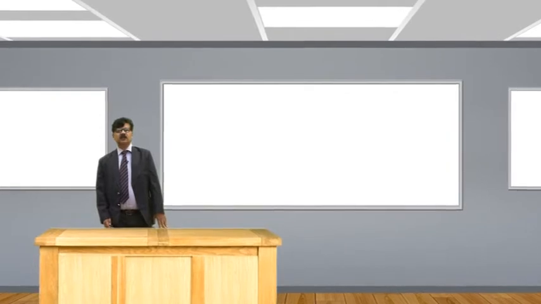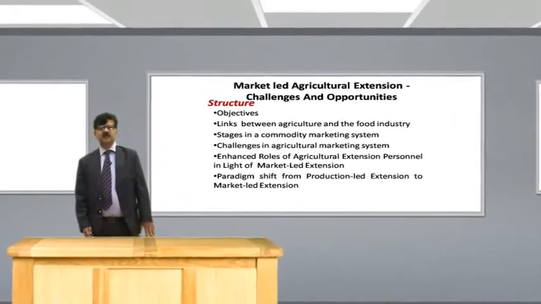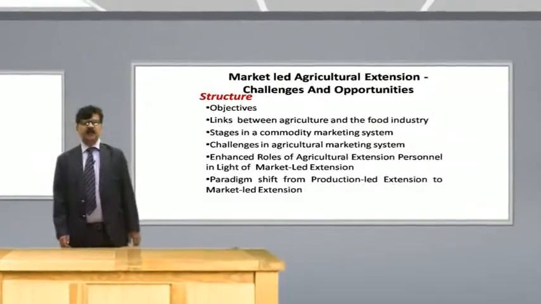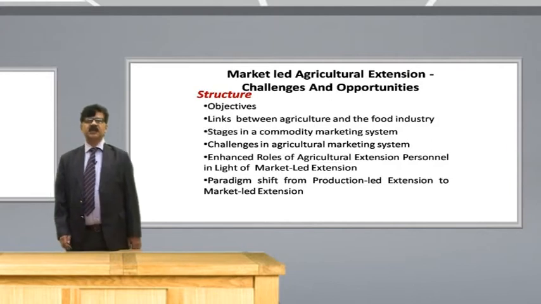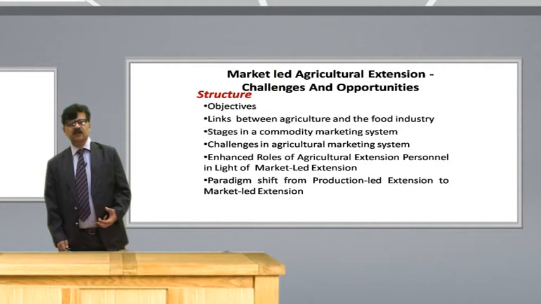Friends, today we are going to talk about market-led agriculture extension, which has been continuously considered by people at large and which is causing a lot of concern. In this particular session, we are going to talk about the objectives, the links between agriculture and the food industry, the stages in the commodity marketing system, the challenges in the agriculture marketing system, the enhanced roles of market extension, and the paradigm shift from production-led extension to market-led extension.